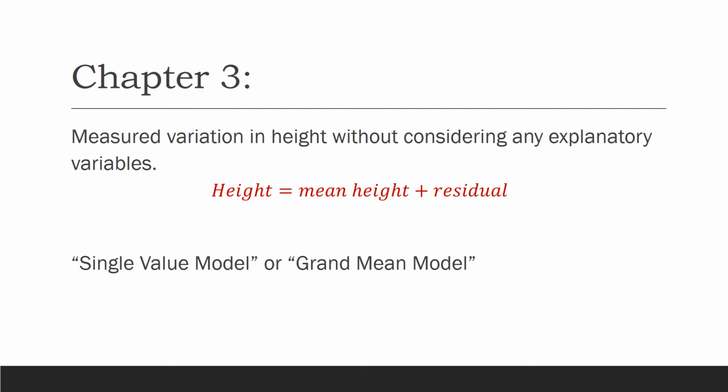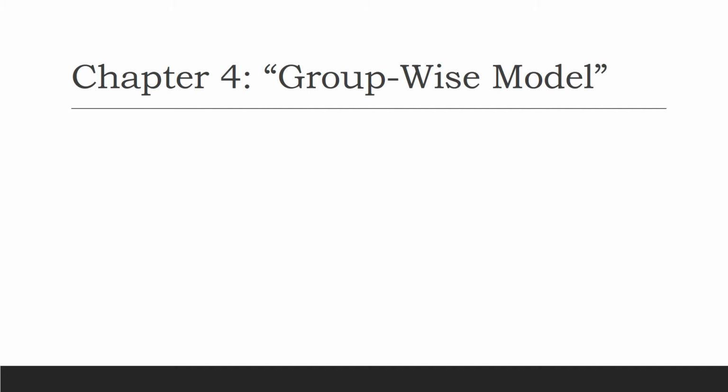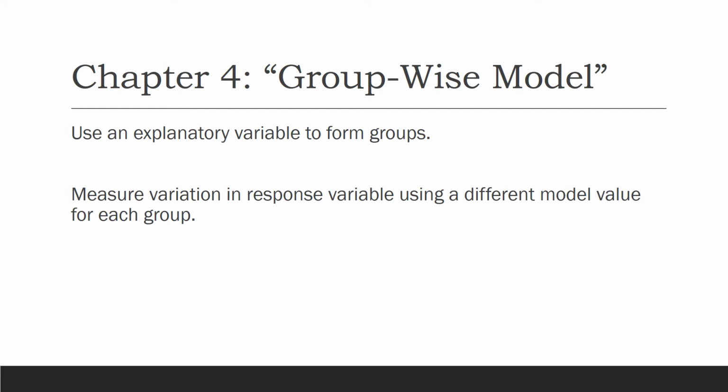And by grand mean, we just mean the mean if you group all of the observations in the data set together into one large group. We're not making any value judgments on how wonderful it is or anything. In Chapter 4, we are going to be looking instead at a groupwise type of model. With groupwise models, we use an explanatory variable to form groups. Then we measure the variation in response variable using different model values for each group.